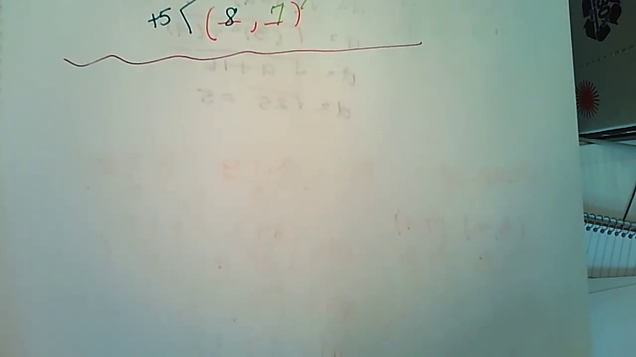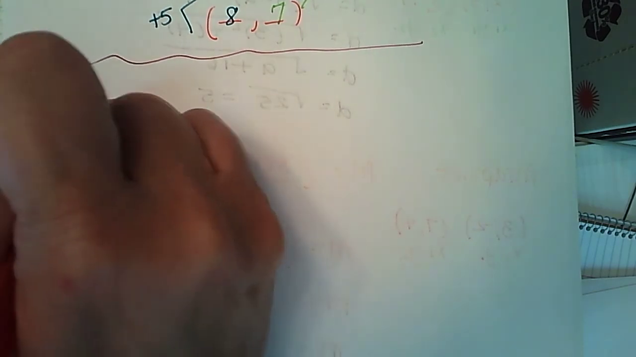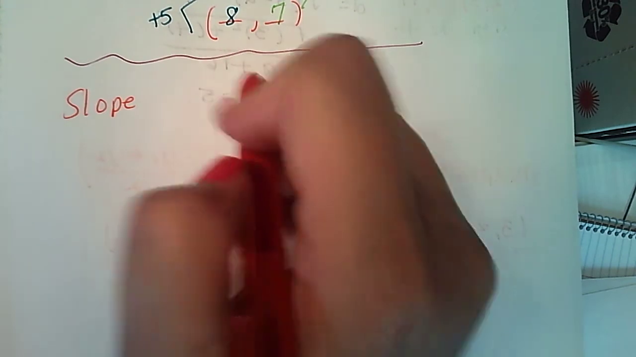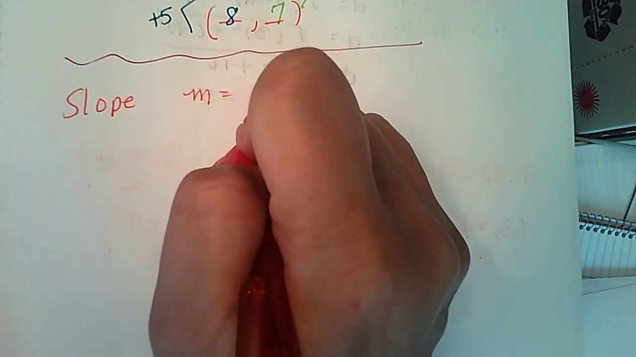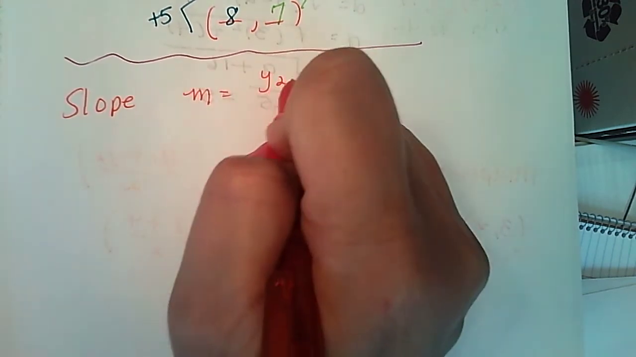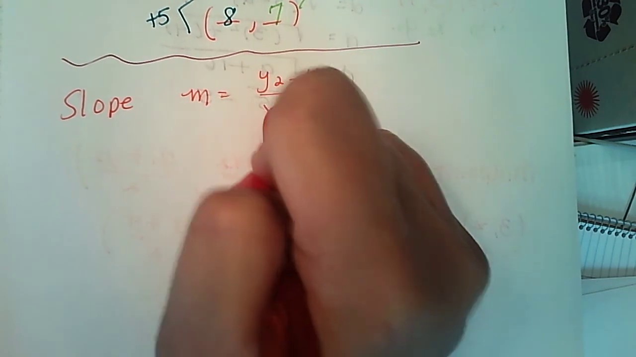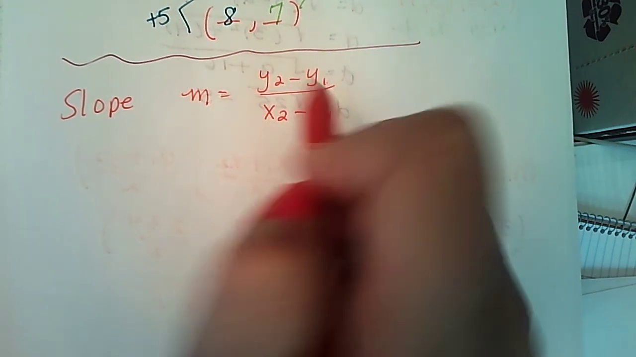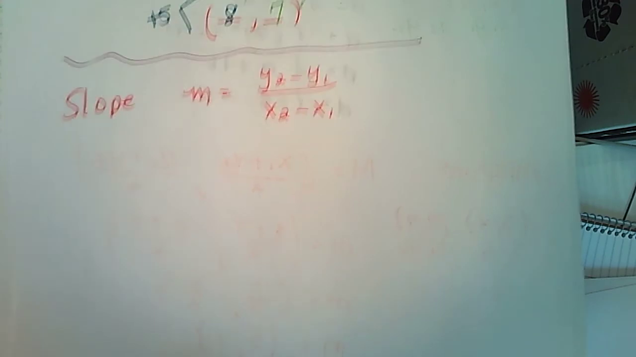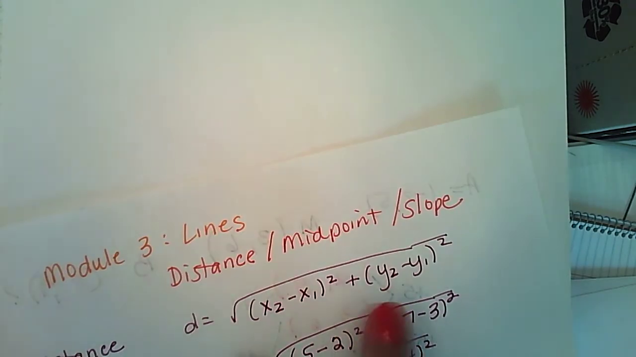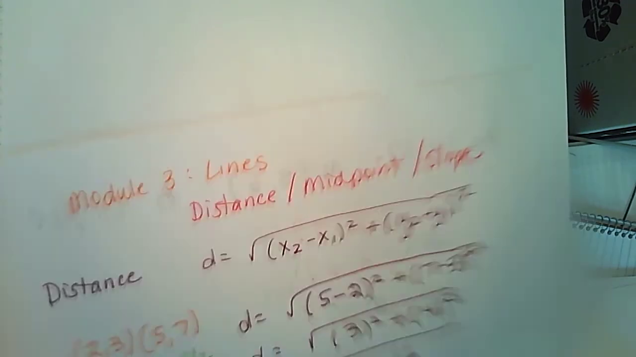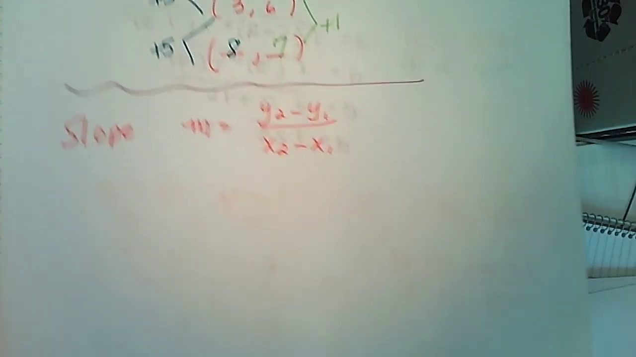Now, the last thing we're going to talk about is slope. Slope tells us that my slope is going to end up being y2 minus y1 over x2 minus x1. It should look semi-familiar to a formula over here. Same things. They all kind of derive from the same place.